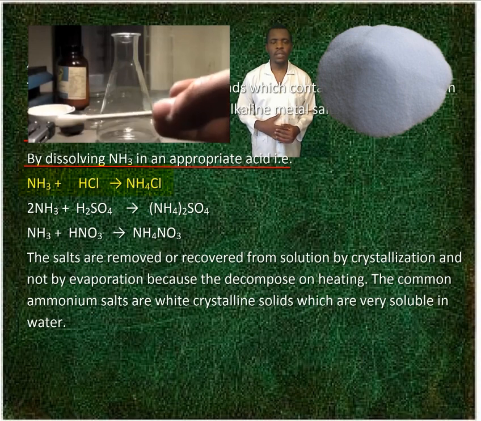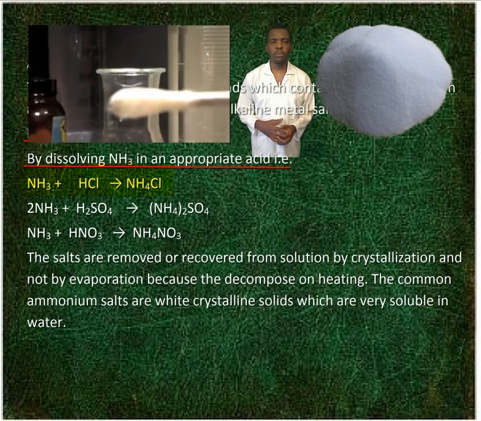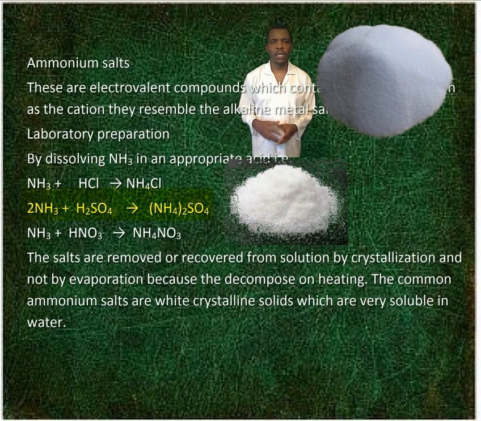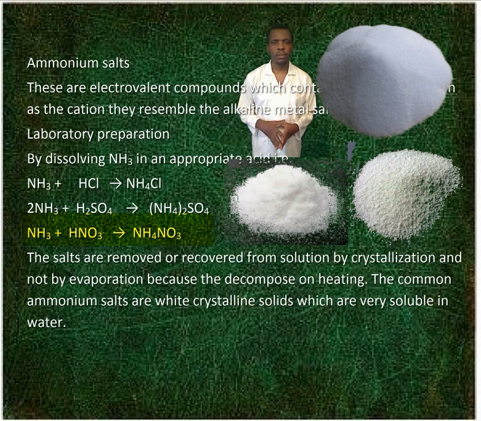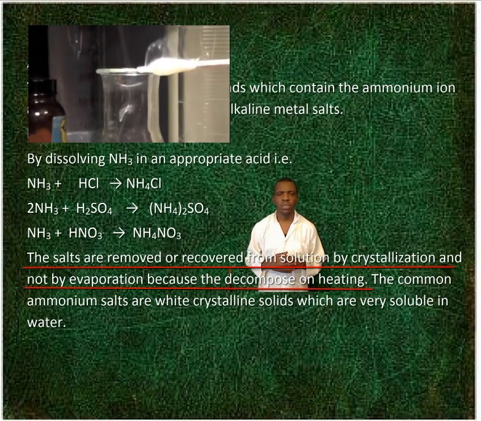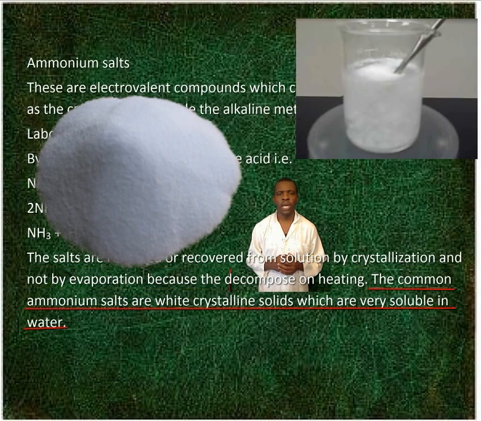Ammonia dissolves in hydrochloric acid to give ammonium chloride. Ammonia dissolved in sulfuric acid gives ammonium sulfate. Ammonia dissolved in nitric acid gives ammonium nitrate. The salts are recovered from solution by crystallization and not by evaporation because they decompose on heating. The common ammonium salts are white crystalline solids which are very soluble in water.